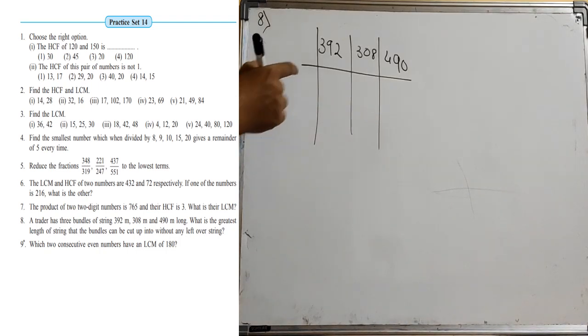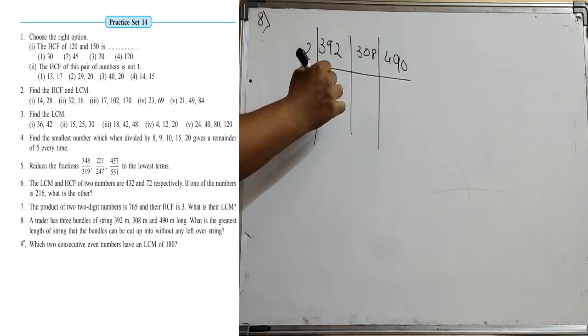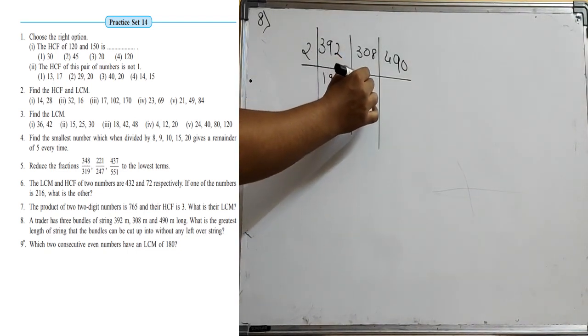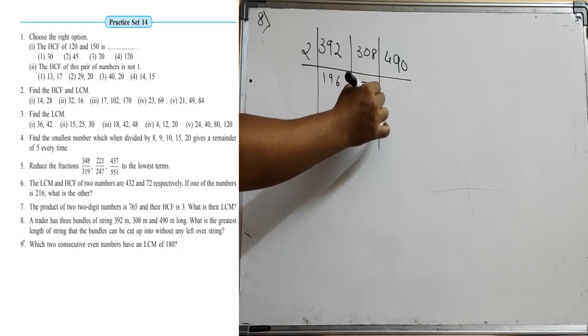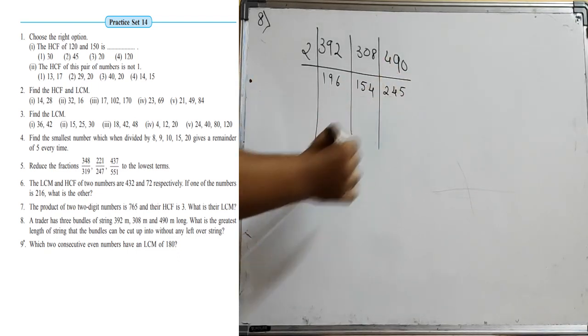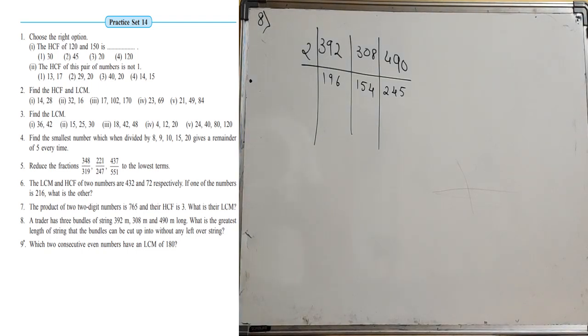So let us start dividing by 2. 2 ones are 2, 2 nines are 18, then 6. Then again 1, 5 and 4. 2, 4 and 5. Okay, let us see if these numbers are divisible by say 3. Can we divide these numbers by 3? No. Can we divide these numbers by 7?